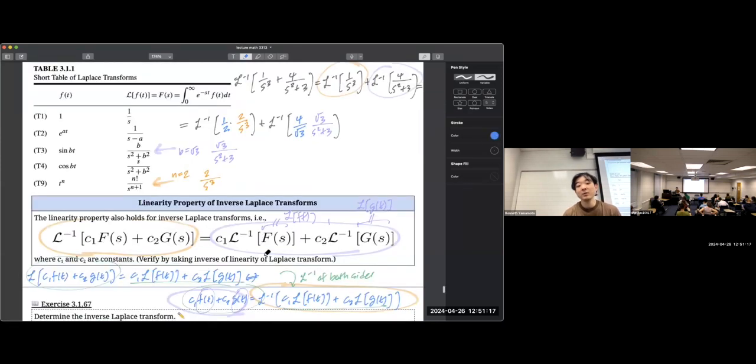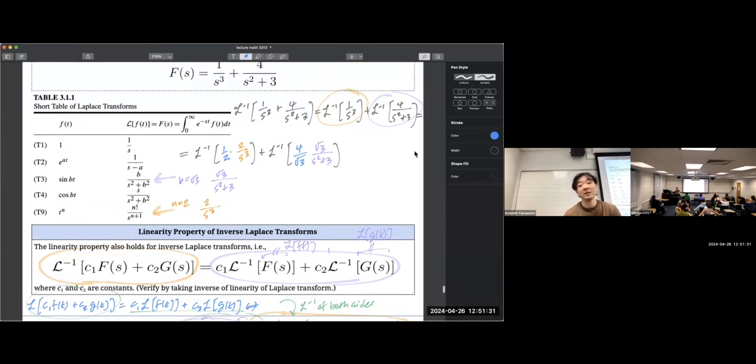And due to linearity, which is down here, it's saying that anytime you have C1 F of s plus C2 capital G of s, you could split this into 2 separate inverse Laplace transforms. And not only that, you could pull the C1s out. And these are like our C1s. So we could pull these out. So we'll have half times the inverse Laplace transform of 2 over s cubed plus 4 over square root of 3 times the inverse Laplace transform of square root of 3 over s squared plus 3. But we went through all this trouble to already know what's the inverse Laplace transform of 2 over s cubed.